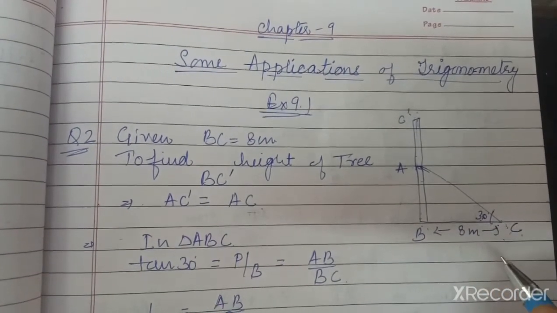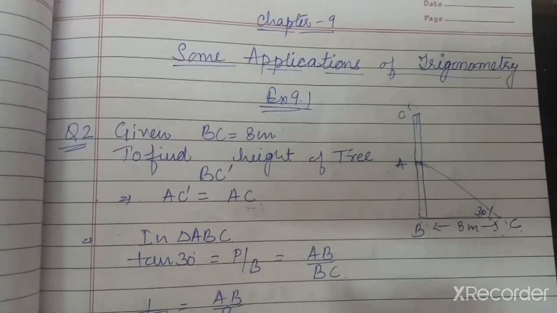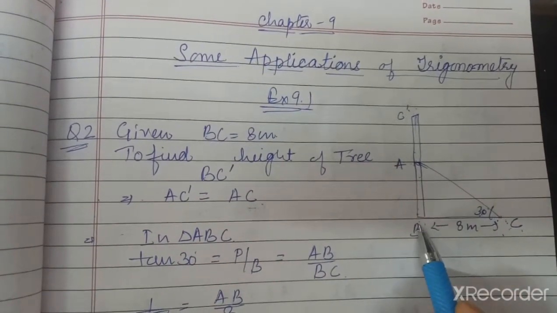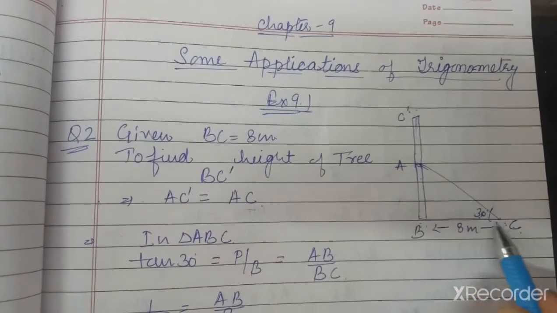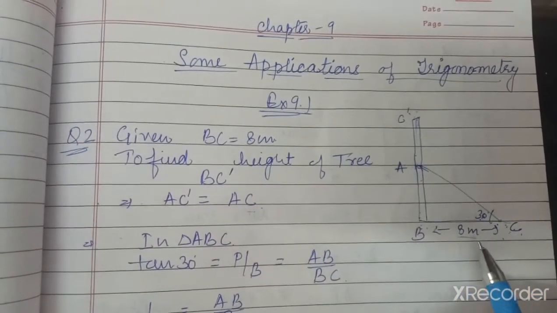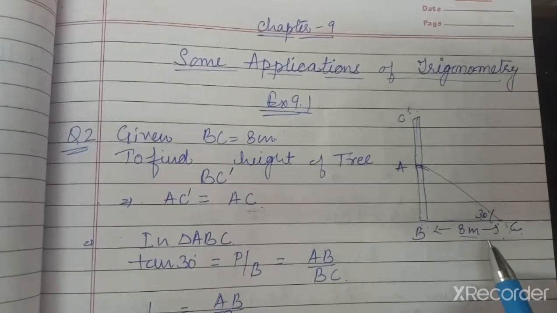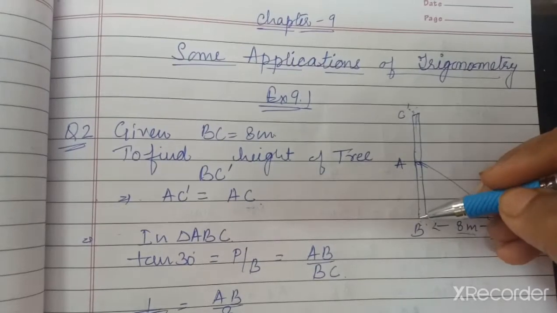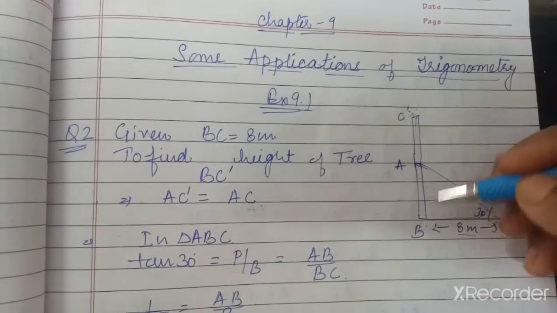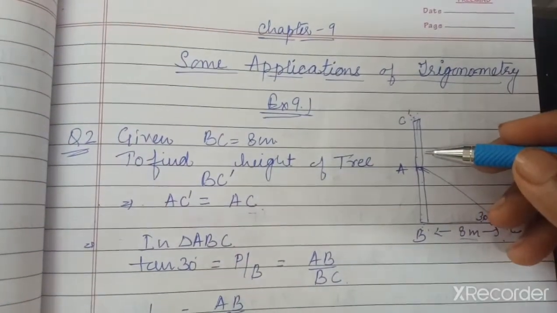And the next thing that is given is that the distance between the foot of the tree and the point where the top of the tree touches the ground is 8 meters. Now we have to find the height of the tree. It means that we have to find BC dash. This is the total height of the tree.